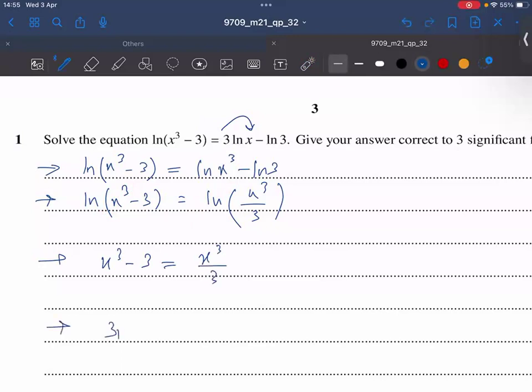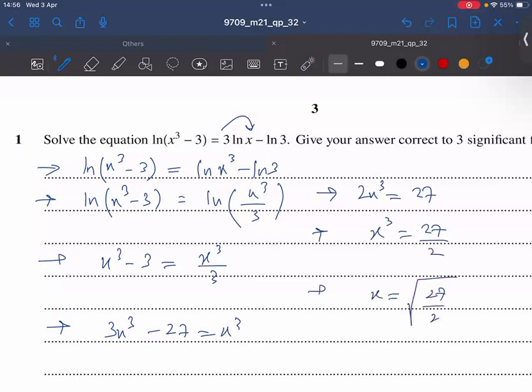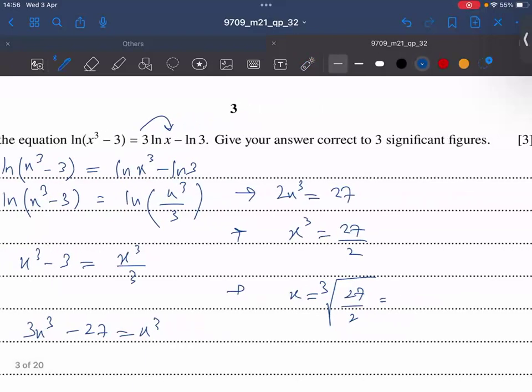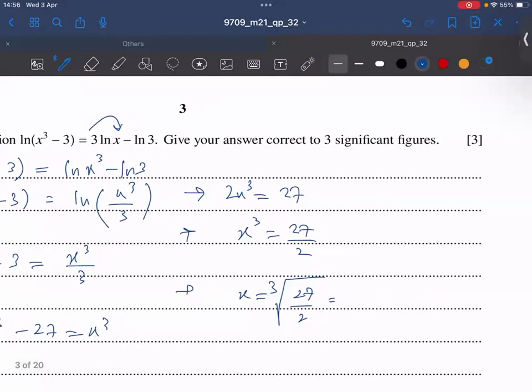x cube minus 3 equals x cube over 3. So Bilal, it is going to be 3x cube minus 27 equals x cube. That's going to be 2x cube equals 27. Bilal, can you just tell me what will be the answer? 27 over 2 and then cube root of 27 over 2. Give me a minute. Calculate for me and write. You are supposed to calculate using the calculator. Tell me the answer and verify from the marking scheme as well.